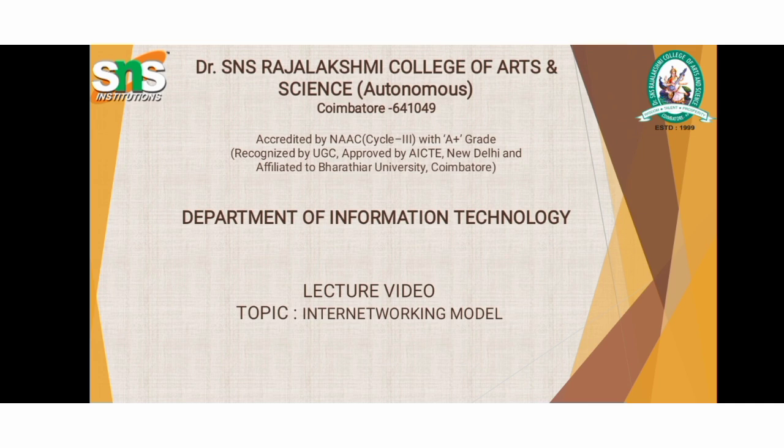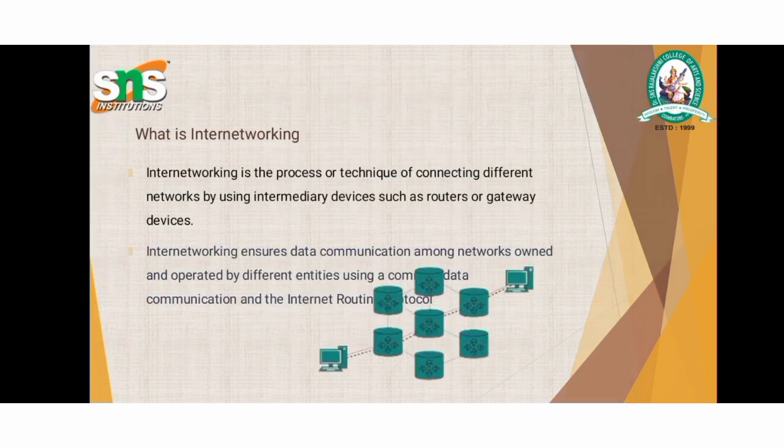In computer network terms, it is used to describe two or more computers that are linked to each other. When two or more computers, which means local area network or wide area network or computer network segments, are connected using devices such as a router and configured by a local addressing scheme with a protocol such as IP, that is Internet Protocol, then it is called computer networking. Internetworking is the process or technique of connecting different networks by using intermediary devices such as router or gateway devices.